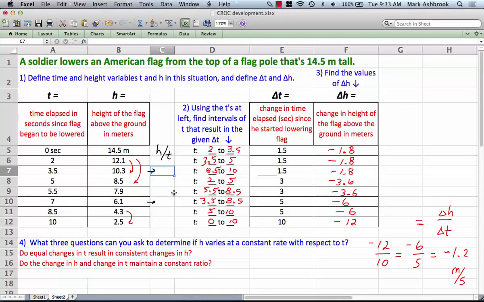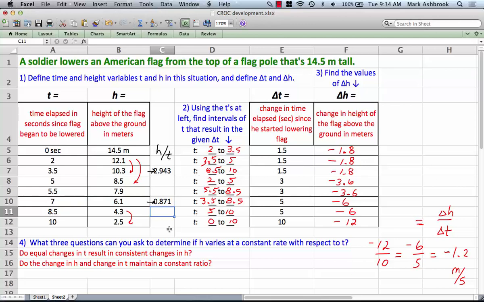Okay, anybody got it for 3.5 seconds? I got 2.943. Did you get 2.943? Okay, similarly, what'd you get for 7 seconds? So was it 6.1? 0.871. Okay, so the value of H over T, is that maintaining a constant ratio? No, it's changing. Okay, so what about our quantities H and T? Are they in constant rate of change or not? No, they're not.